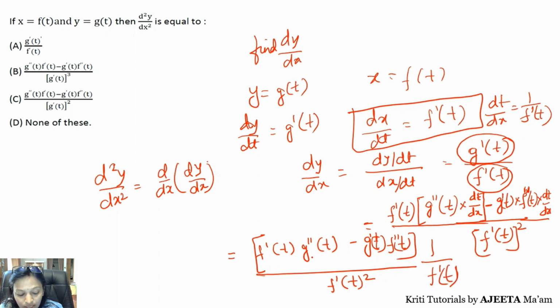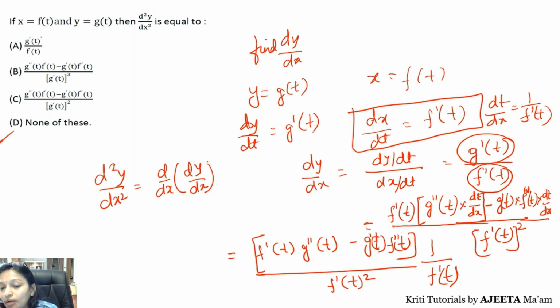f dash t into g double dash t minus g dash t into f double dash t upon f dash t ka whole cube. Okay, so that's important. So here the option is D, right? Here the option is D because none of these. But B was similar to this. Most of the students must be marking B.